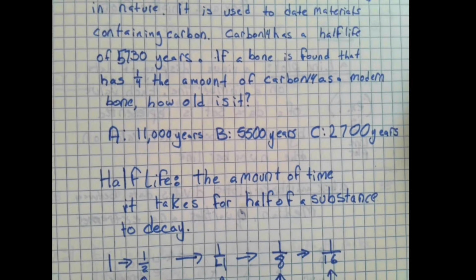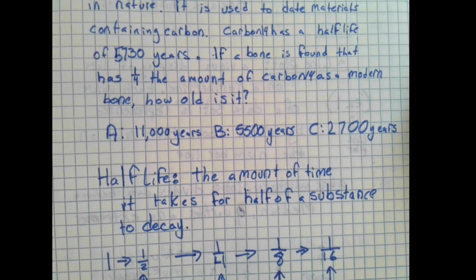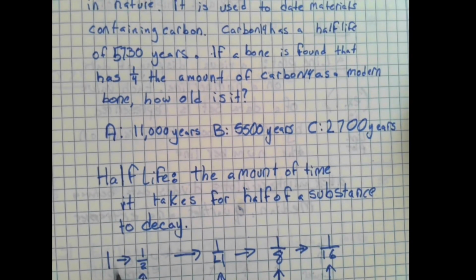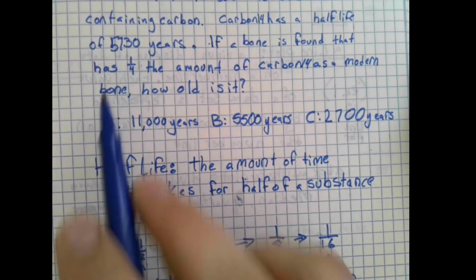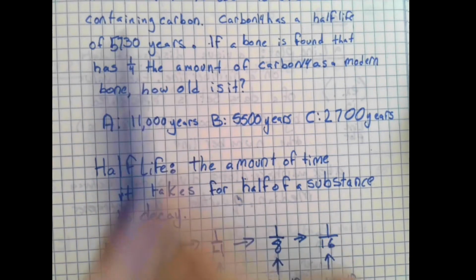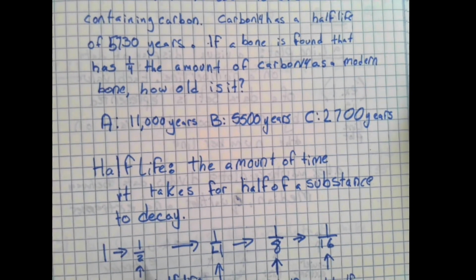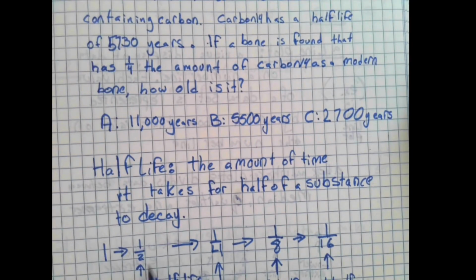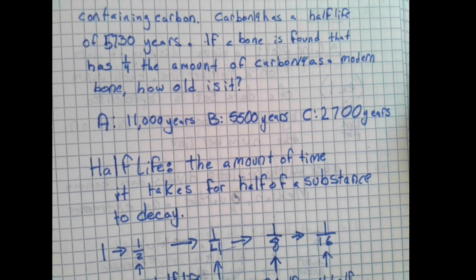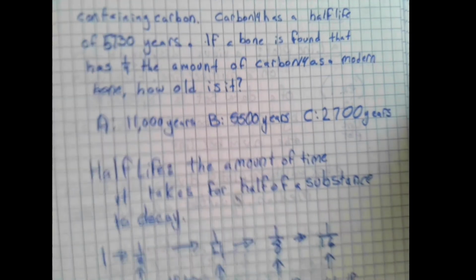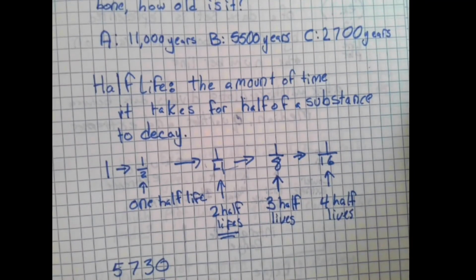A half-life is the amount of time it takes for half of a radioactive substance to decay. So, if we have one whole substance and we take one half-life, which for carbon-14 would be 5,730 years, half of it would be left. In another 5,730 years, half of the half would be gone, and half of a half is 1/4. In another 5,730 years, only half of the fourth would be left, which would be 1/8, and then 1/16, and it would continue on in that pattern, 1/32, and so on.